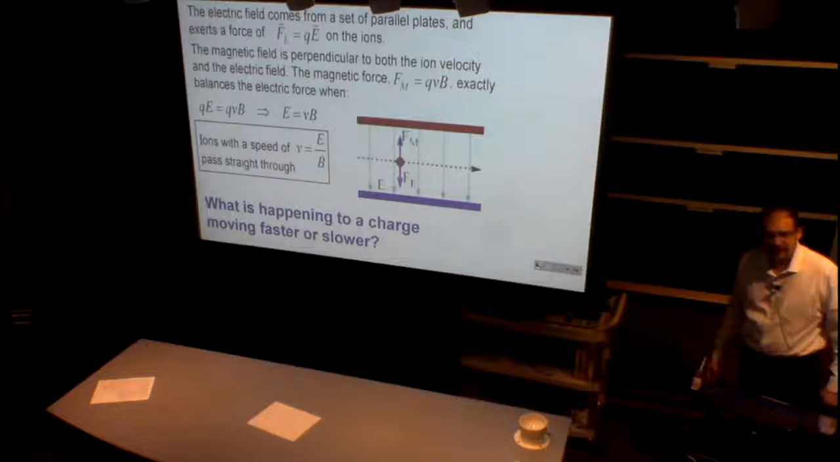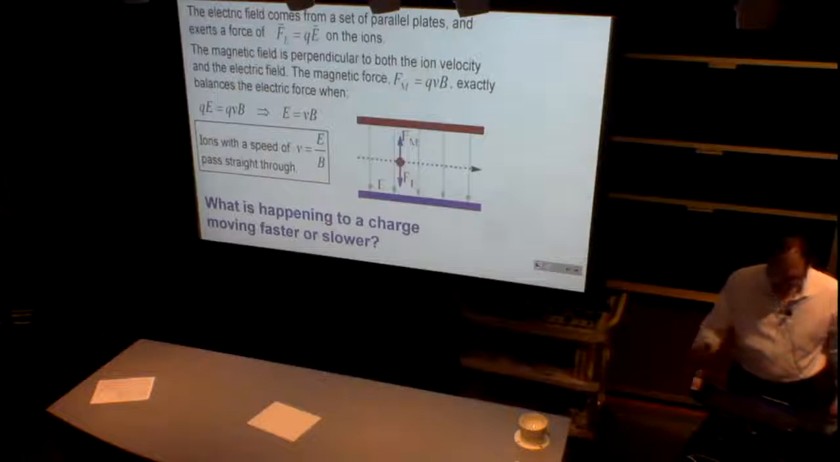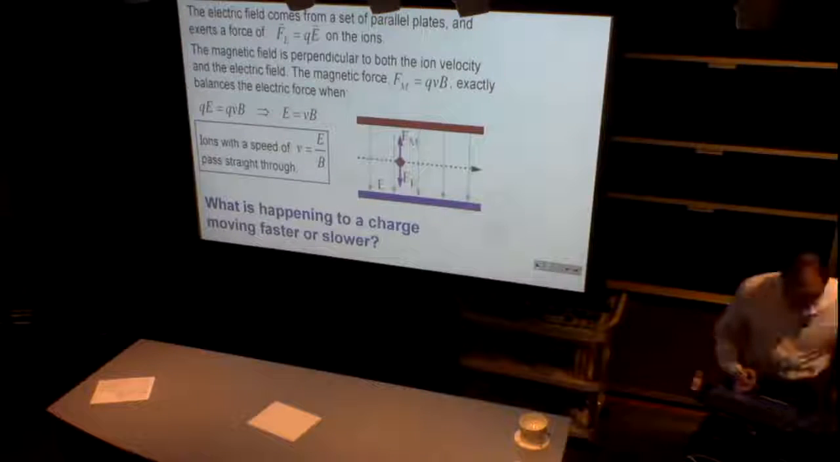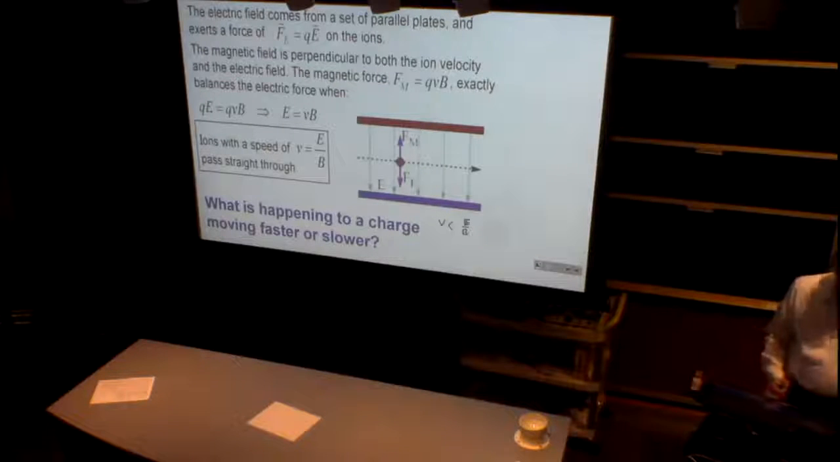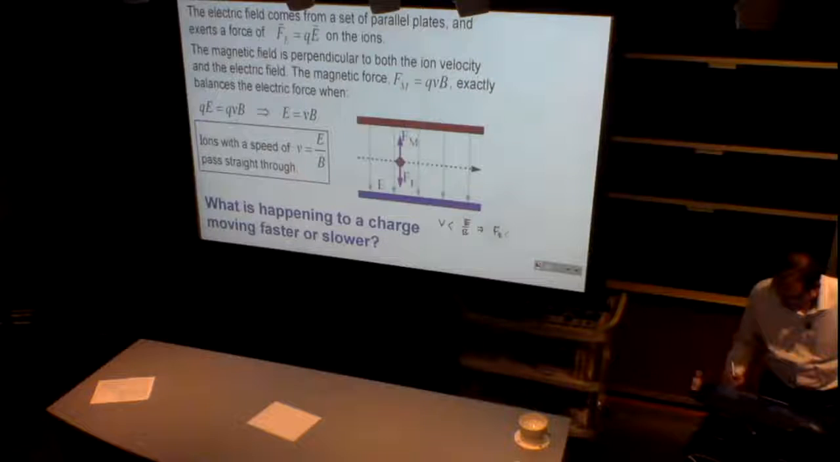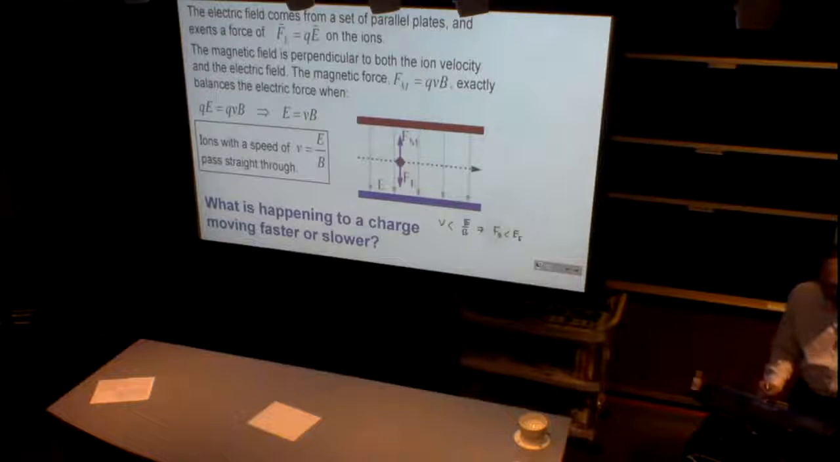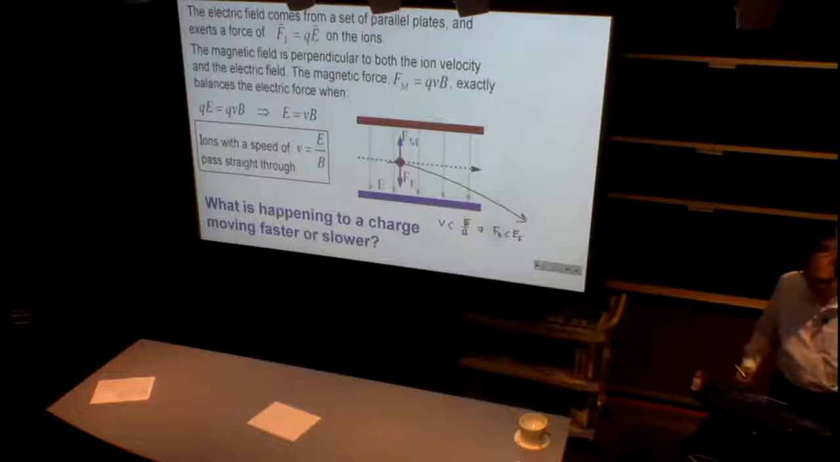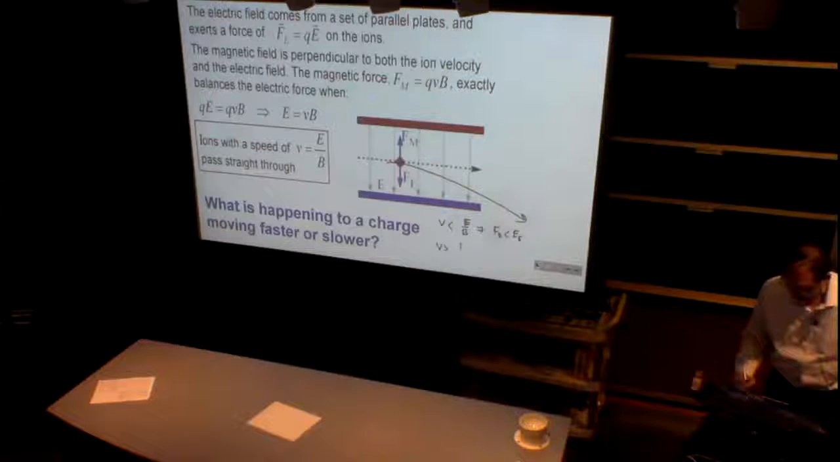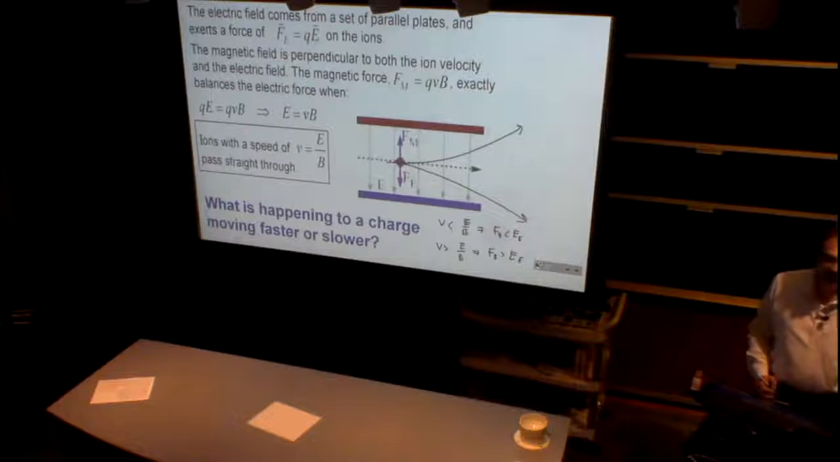What's going to happen if the speed of a charge is different from this value? Well, let's say that the speed of a charge is less than this ratio. That would make magnetic force weaker than electric force. So electric force would have been stronger, and the charge would travel like this. Trajectory would have been bent in the direction of electric force. What would happen if the charge would be traveling faster? In that case, magnetic force would have been stronger, and the charge would have been deflected again.